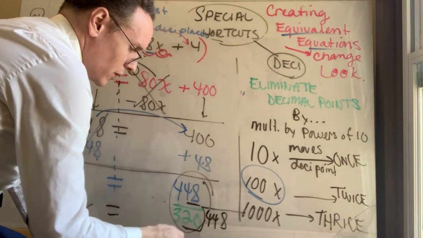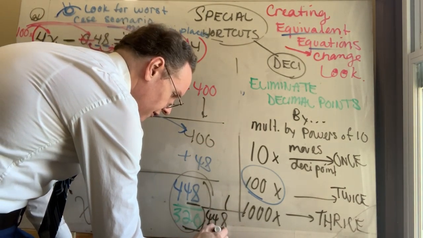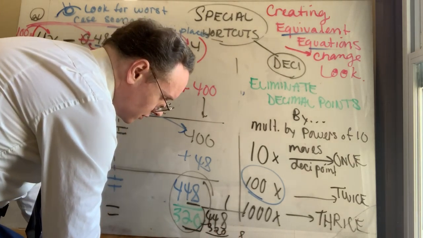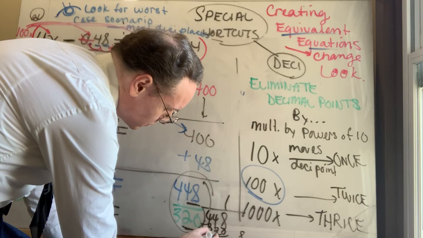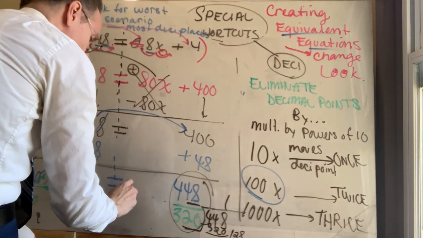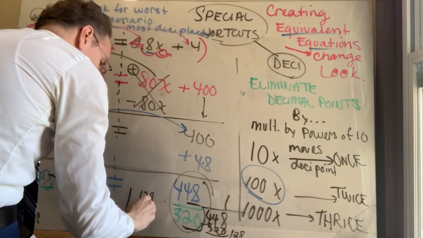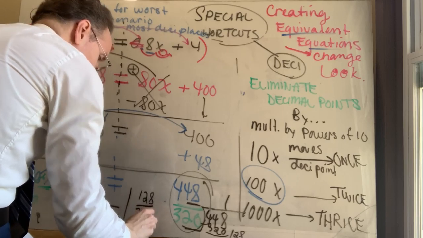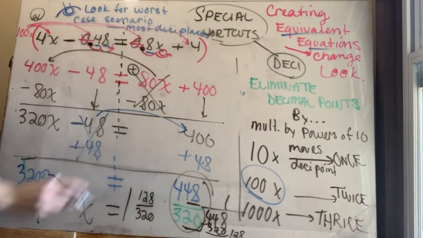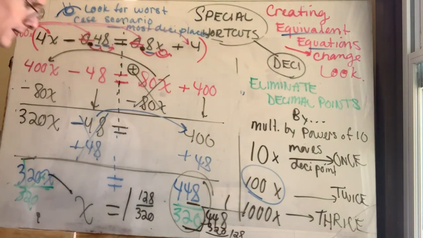All right, 320, how many can you squeeze into 448? 1. The difference of that and that is 128. So you're gonna have 1 and 128 over 320. Yuck. All right. Since it was a decimal problem, I should probably simplify this even further still if I can get away with doing that.